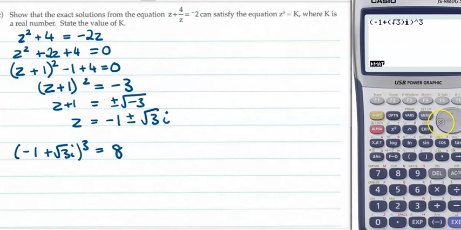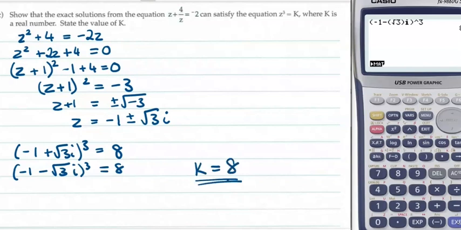Now I'll go back and check for the other solution. If we turn that into a minus, we also get 8. So both of those solutions work, and k equals 8.